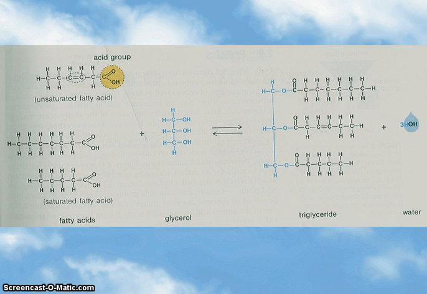So a lipid is made out of fatty acid molecules bonded to a glycerol. A water molecule was lost to form this bond, a water molecule was lost to form this bond, and a water molecule was lost to form this bond. So it's a dehydration synthesis process.